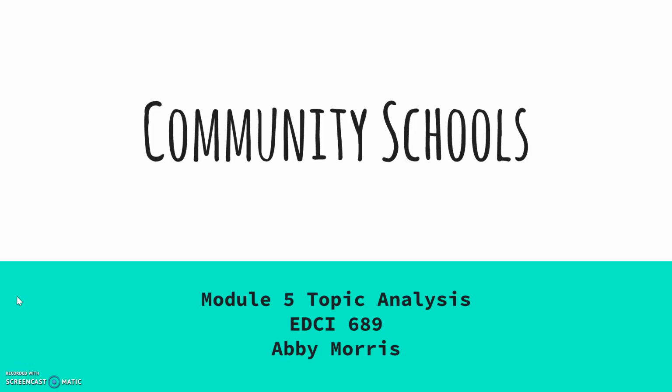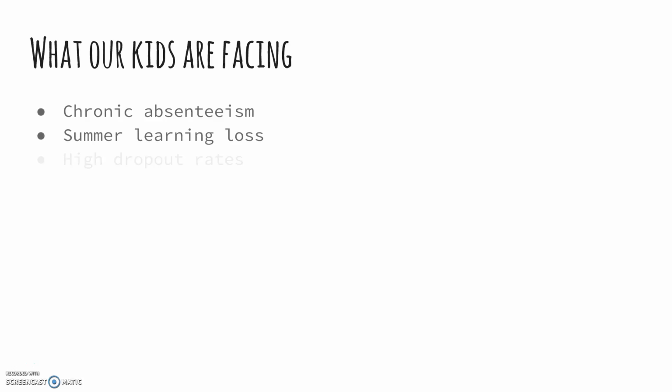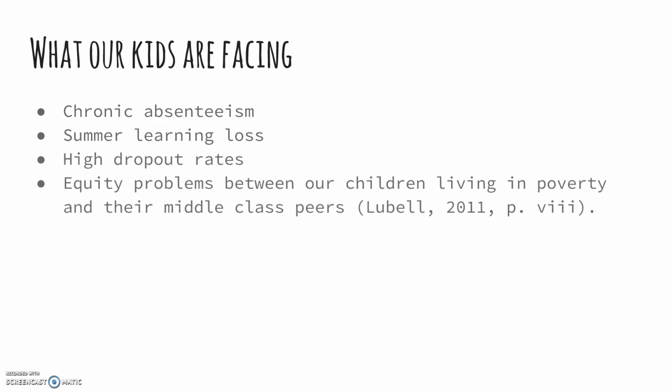This is my Module 5 topic analysis, and I'm going to be talking to you about community schools. So let's start by talking about what our kids who are coming from high poverty areas are facing. Research shows that they have problems with chronic absenteeism, loss in their learning time over summer vacation, and high dropout rates. Research shows that there are equity problems between our children that are living in poverty and their middle class peers.